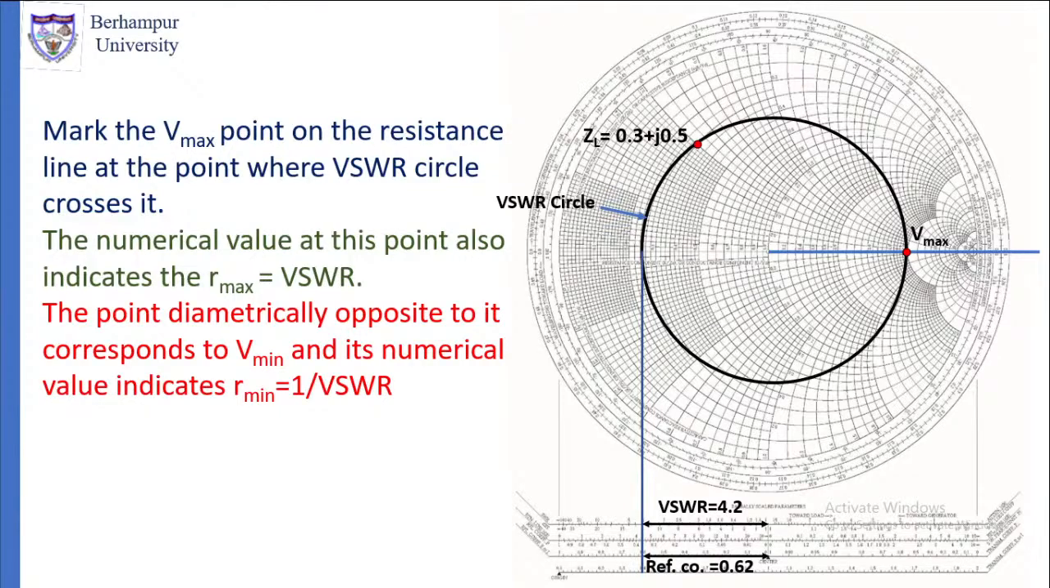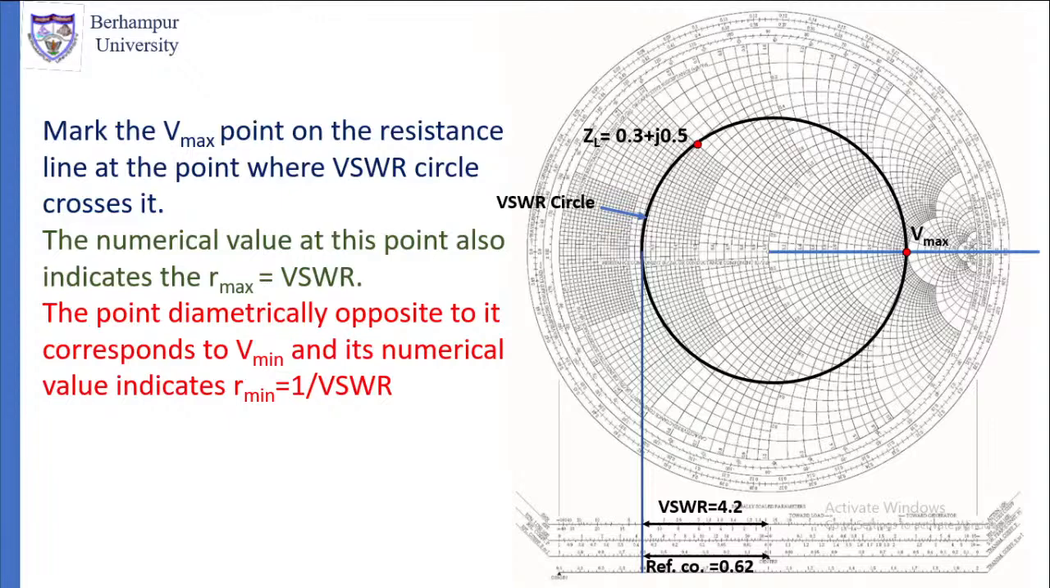Because Vmax and V mean are located lambda by 4 apart, and you know half a circle on the Smith chart is lambda by 4. So the Vmax point to the V mean point is actually half a circle. So undo this. Then once we have got our ZL, we need to get what is YL.